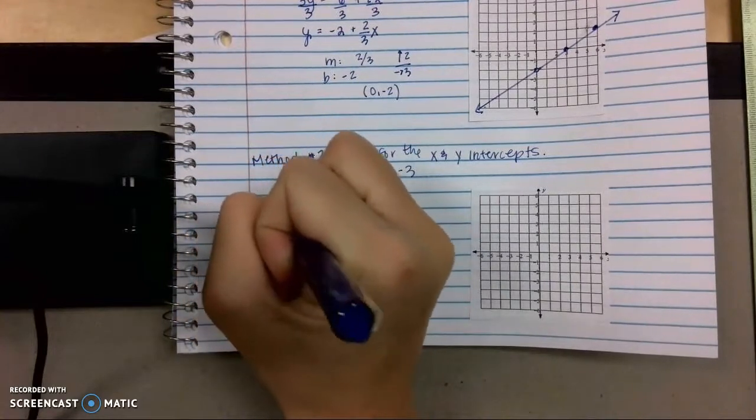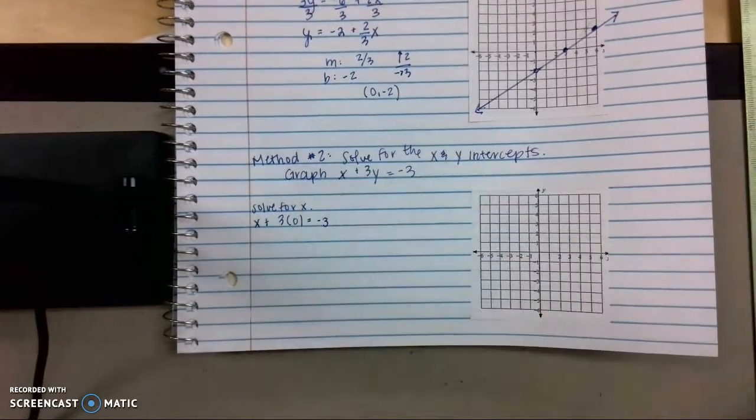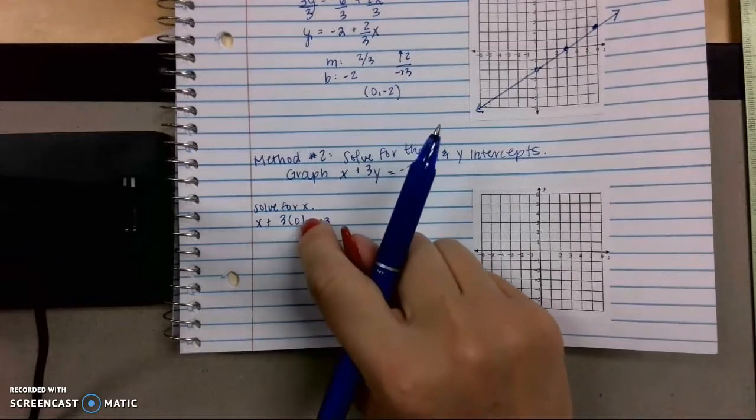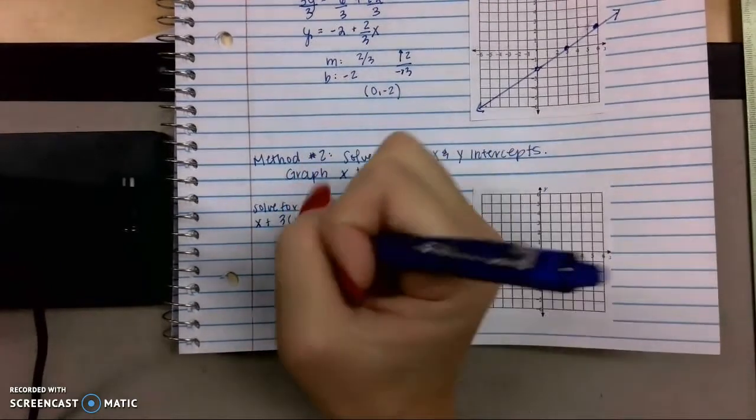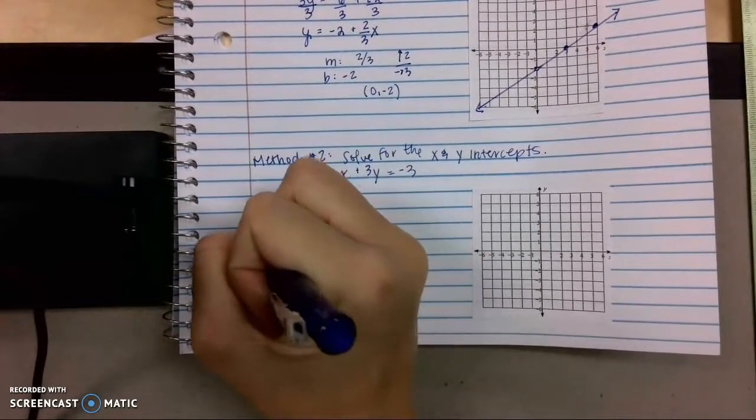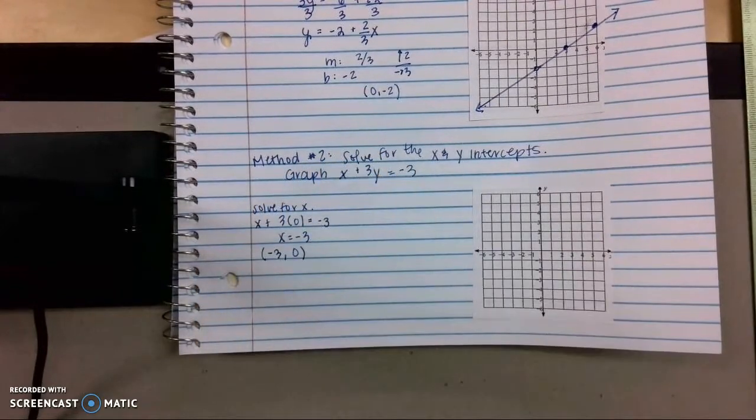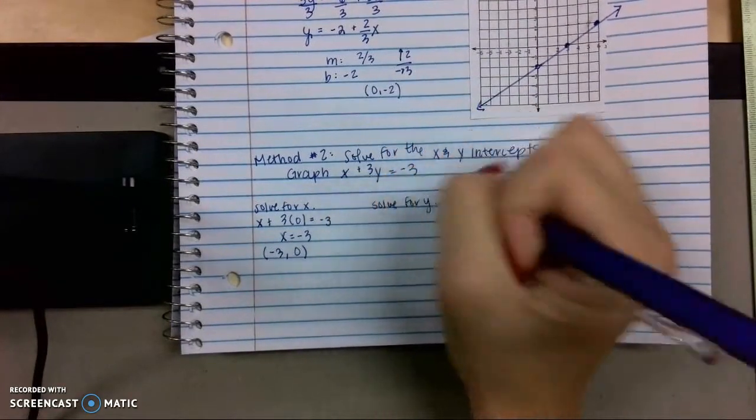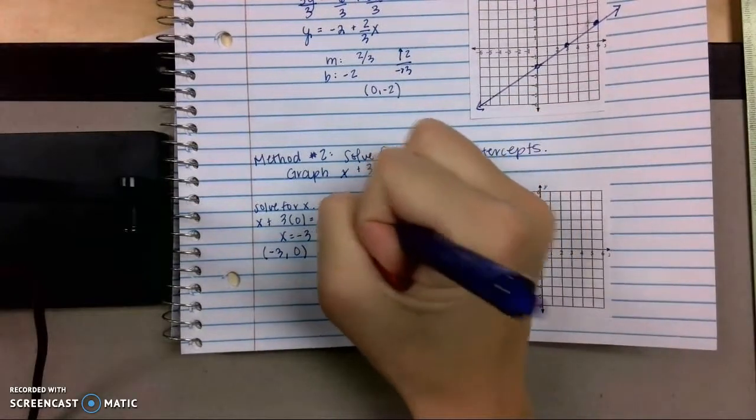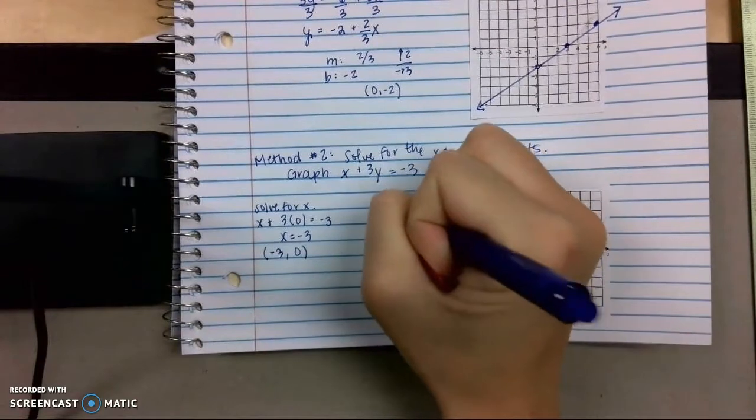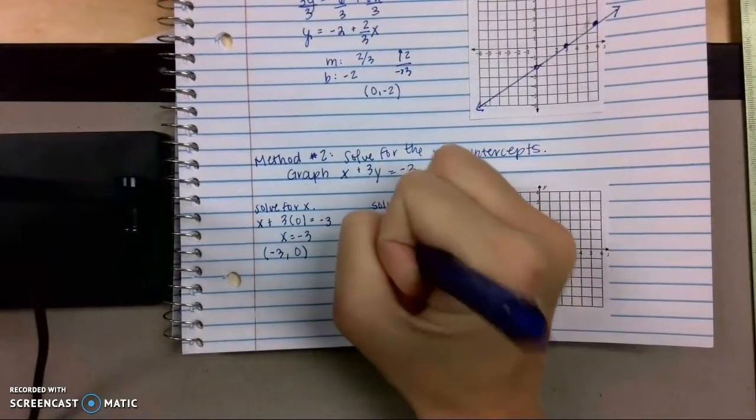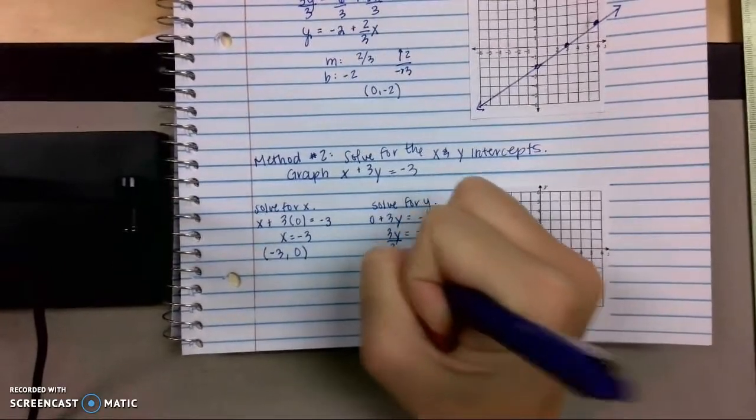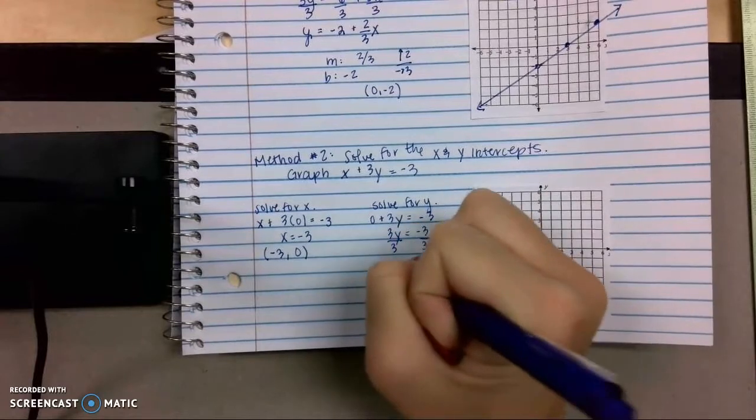So it's going to look like this. x plus 3 times 0 is equal to negative 3. So we're finding out when y is equal to 0, what is x equal to? 3 times 0 is 0, so x is going to be equal to negative 3. So I'm going to have an ordered pair at negative 3, 0. When I'm solving for y, I'm going to plug in 0 for x. So I'm going to have 0 plus 3 times y is equal to negative 3. 3y is equal to negative 3. I'll divide both sides by 3 and get y is equal to negative 1. So I'm going to have a point at 0, negative 1.